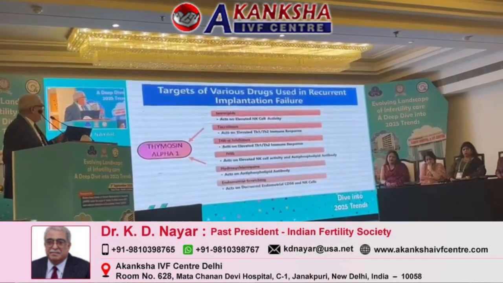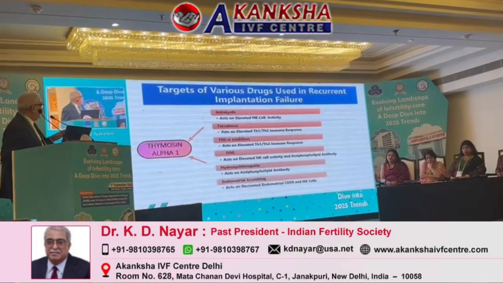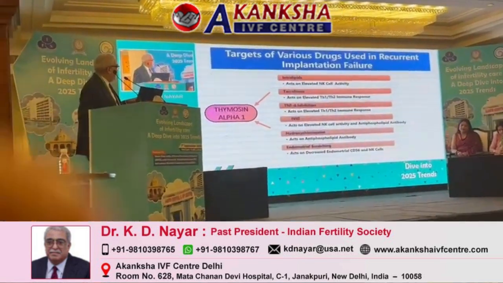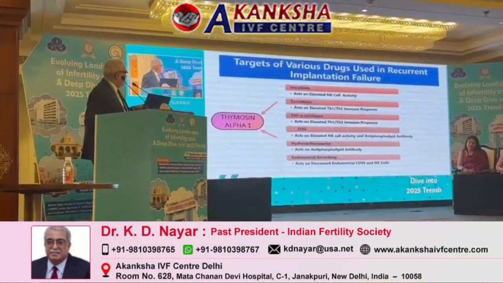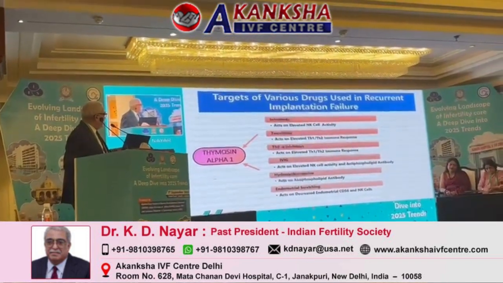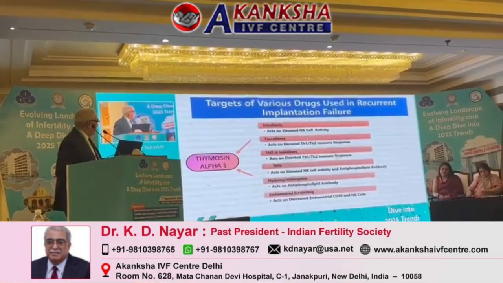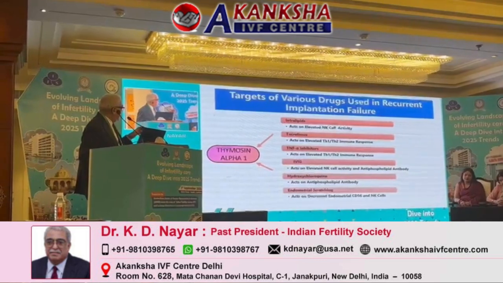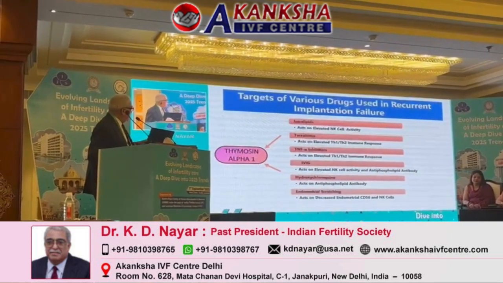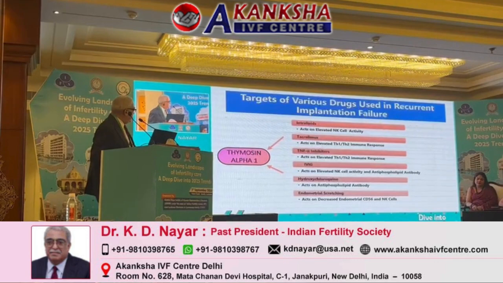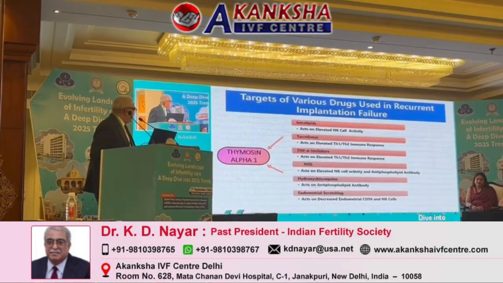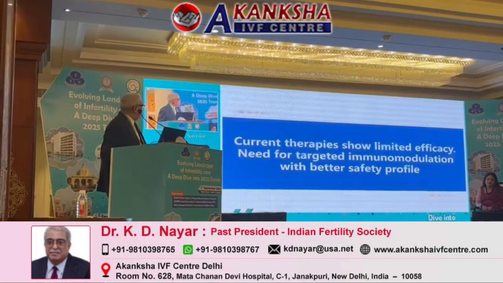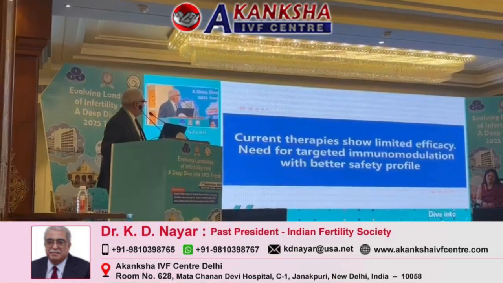The various drugs used in recurrent implantation failure: intralipid acting on elevated NK cells, tacrolimus acting on the Th1, Th2 immune response, TNF alpha inhibitors, IVIG, hydroxychloroquine, endometrial scratching. Thymosin alpha acts like tacrolimus on the Th1, Th2 immune response and also acts on antiphospholipid antibody. The current therapy shows limited efficacy and a need for targeted immunomodulation.